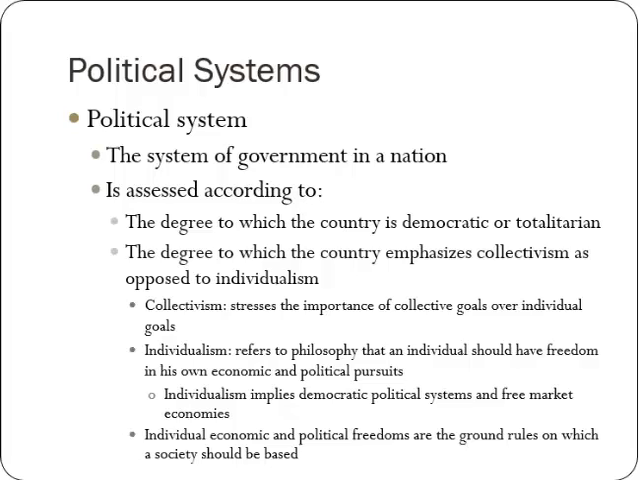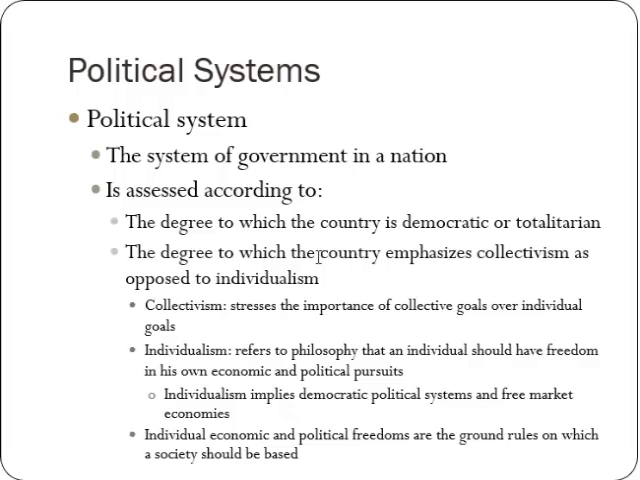So let's look at how this intersects with political systems. A political system is the system of government of a nation, and it's going to be important when determining what kind of business you can do in a country. A country could have really good natural resources and a lot of very cheap and efficient labor, but if the government is not going to allow you to operate freely in that country, then all of that is pretty useless. Therefore, a political system is assessed according to the degree to which a country is democratic or totalitarian. Democratic countries tend to allow businesses to operate in a much more free market system.